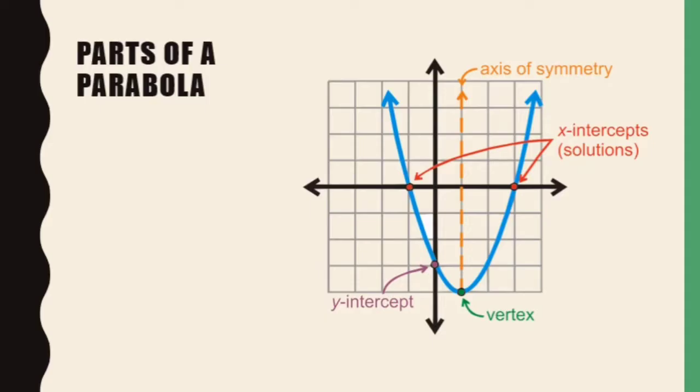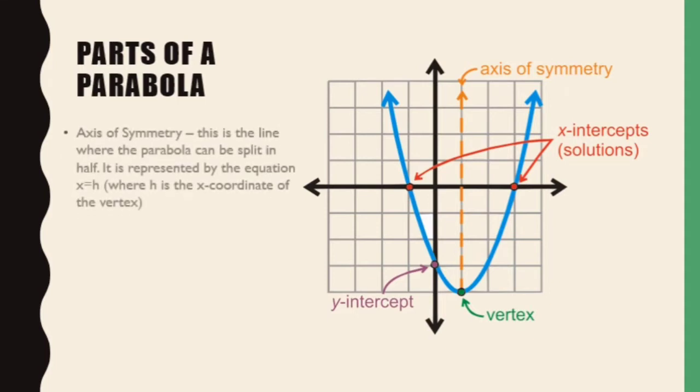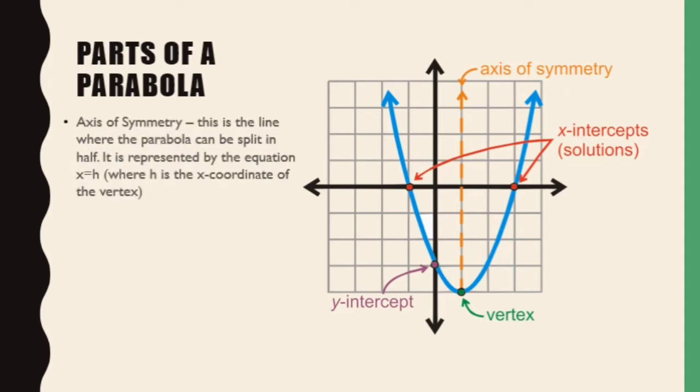Now we're going to take a look at the parts of the parabola. First up, we have the axis of symmetry, which is the line where the parabola can be split in half. It is represented by the equation x equals h, where h is the x-coordinate of the vertex. As you can see in our graph, the axis of symmetry is that orange dotted line that seems to split this parabola in two, and it goes through that green point, the vertex, at the bottom there. For this particular problem, you'll see that the axis of symmetry is at x equals 1.